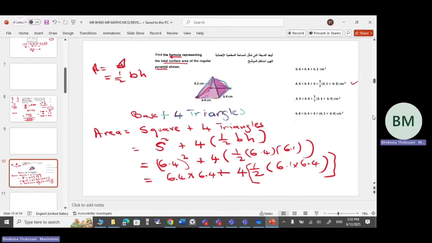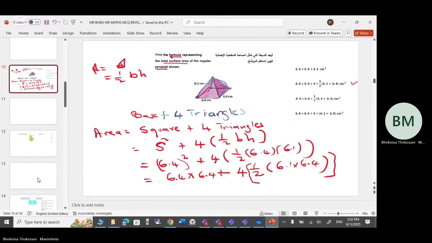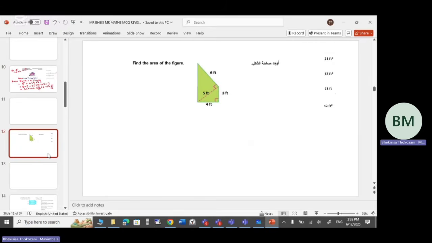Now let's move on to the next one, right? Okay. Next question talks about find the area of the figure. So these are composite figures, guys. These are composite figures. All right. Okay, by the way, guys, this was the past paper that was given to you some time ago. So I'm just trying to help you so that you can see how the exam will look like.